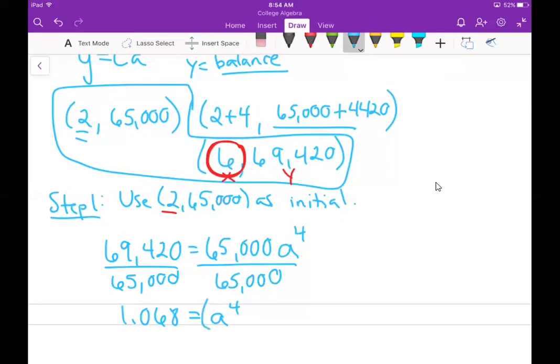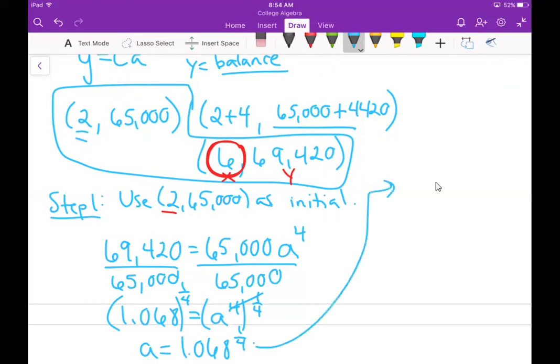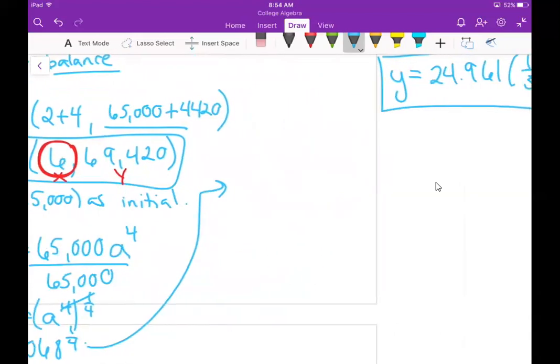Then we need to take each side to the 4th root or 1/4 power. And that's when we leave the 1/4 power. We don't actually take it, so we don't round. Okay, so a, what we're going to use for a is 1.068 to the 1/4 power. Okay, so think about what your equation looks like now, as we move on to do step 2.